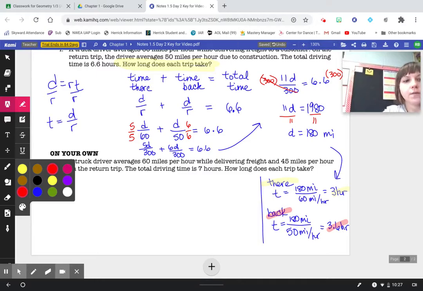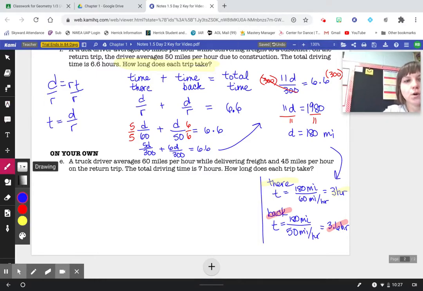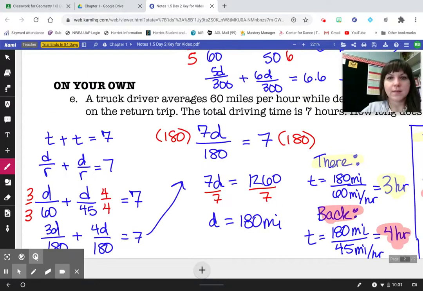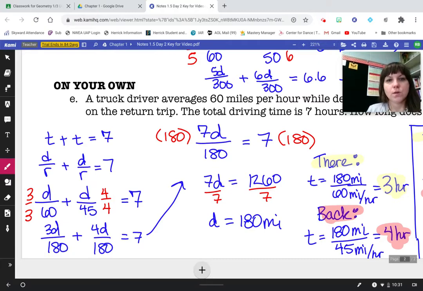I'd like you to pause the video and do the on your own part E. Here's the answer for the final question. So you end up getting 3 hours on the way there and 4 hours on the way back. This concludes your notes for section 1-5, day 2.